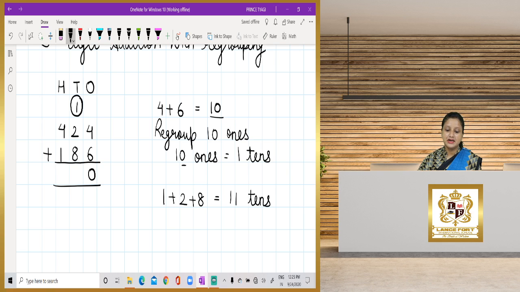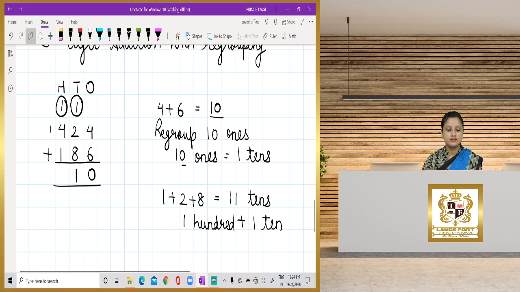So we'll write it as 1 hundred and 1 ten. Now write 1 in the tens column and carry 1 hundred to the hundreds column. Now add the numbers of the hundreds place. We have 1 plus 4 plus 1.